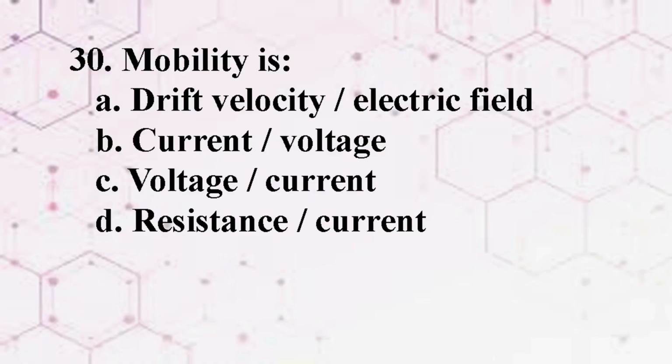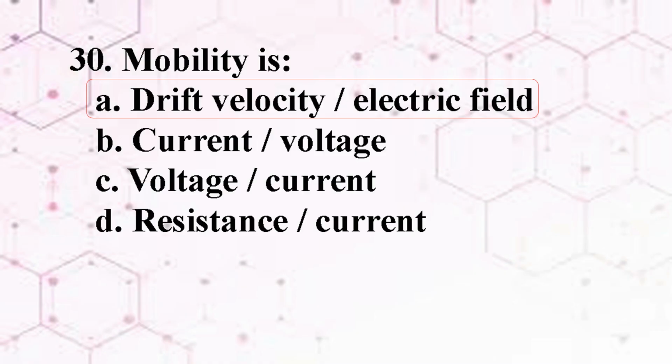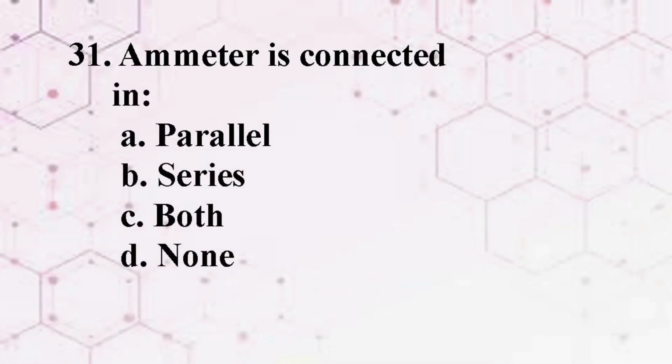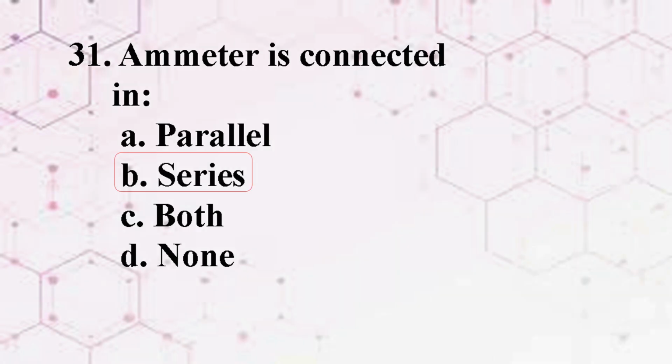Question number 30. Mobility is A drift velocity per electric field, B current per charge, C voltage per charge, D resistance per current. The correct answer is A, drift velocity per electric field. Question number 31 up to 40 is based on a mixed application. Question number 31. Ammeter is connected in A parallel, B series, C both, D none. The correct answer is B, series.